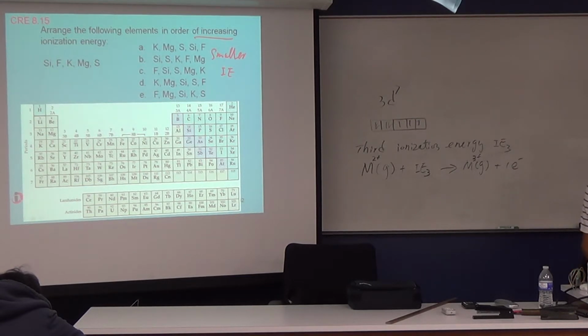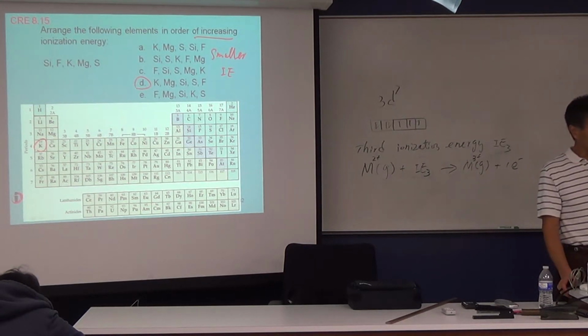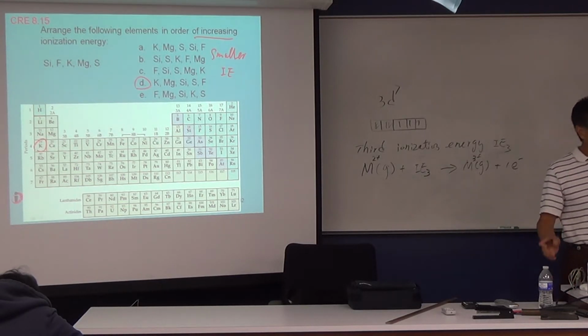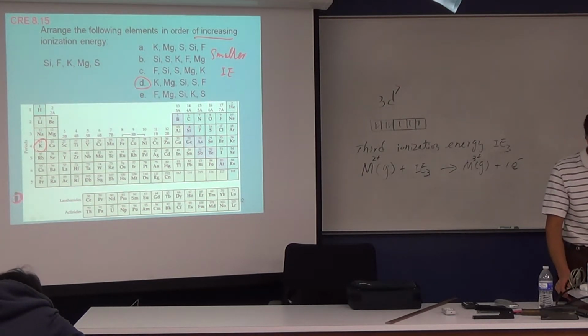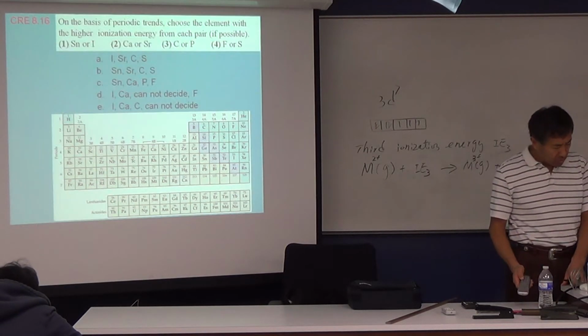So why is D right? D is starting from potassium, K. Potassium, those kinds of atoms, do they have a larger radius or a small radius in general? They have a large radius. Because they have a large radius, the electron is never far away, so it is easier to remove. Alright, so that's about this problem.